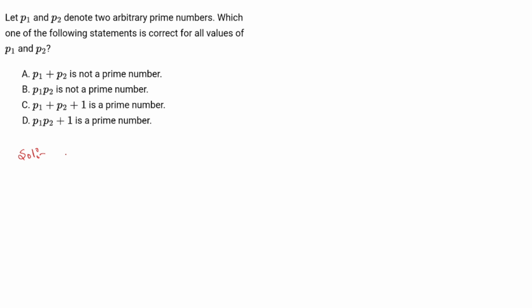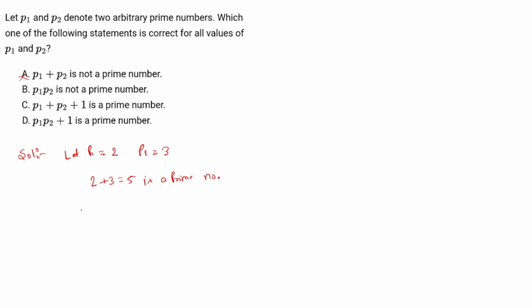Option A says that P1 plus P2 is not a prime number. So let P1 is equal to 2 and P2 is equal to 3. So 2 plus 3 equal to 5. 5 is a prime number. So option A is not correct. P1 and P2 is not a prime number.